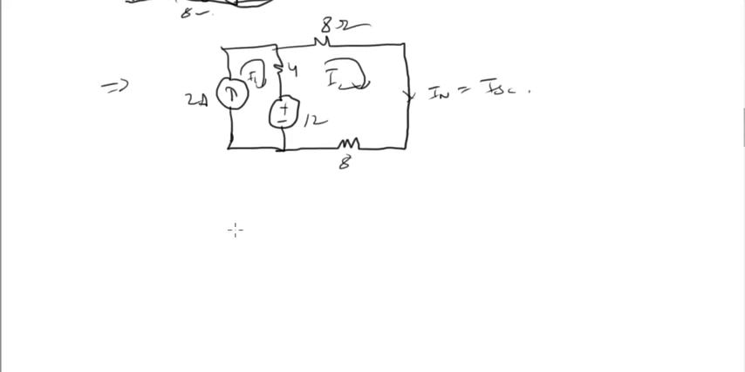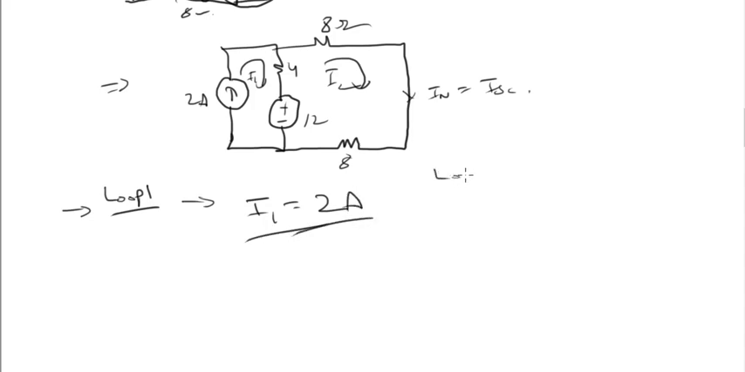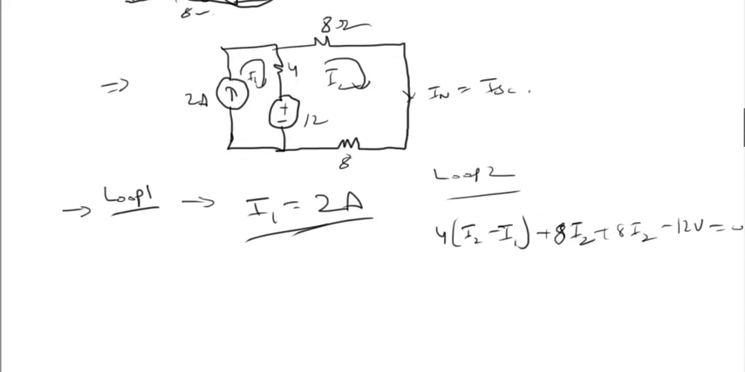Okay, now we are writing the KVL equation for loop 1. Loop 1, we don't write anything. I1 is equal to 2 ampere, and for loop 2, 4 (I2 minus I1) plus 8 I2 plus 8 I2 minus 12 volt is equal to 0. Okay, 4 I2 plus 8 I2 plus 8 I2 is equal to 20 I2 minus 4 I1, which is equal to 12.